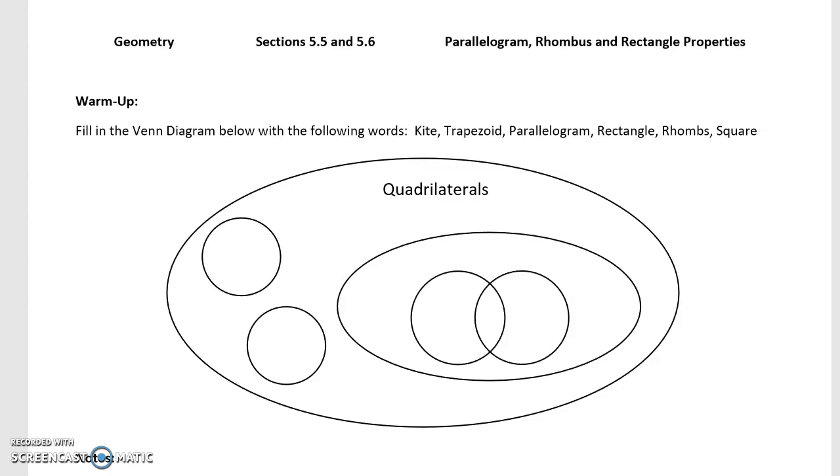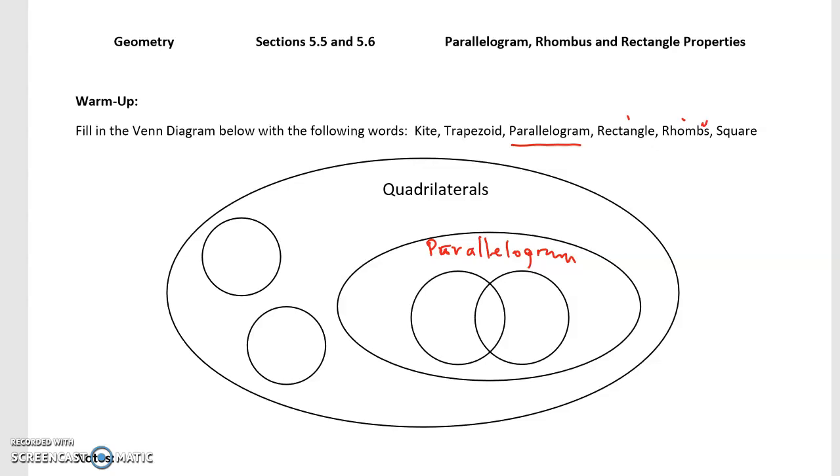So for example, parallelograms can be used to describe any type of quadrilateral that has two sets of parallel sides. Well, that actually also applies to rhombus, square, and rectangle. Oops, I spelled rhombus wrong. So that means parallelogram is here, because there are other types of quadrilaterals that fall within the parallelogram subset.